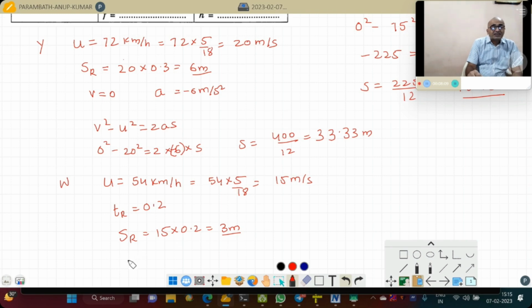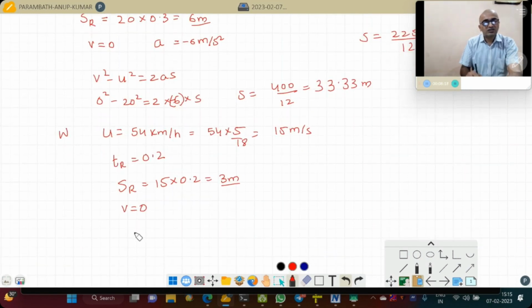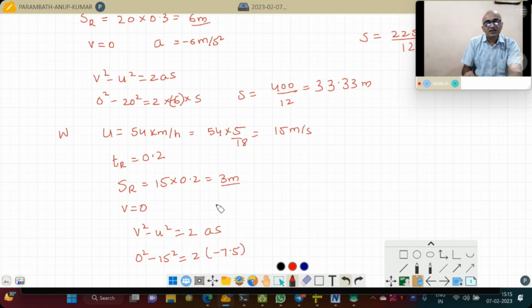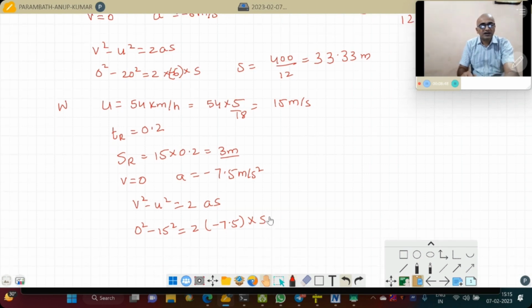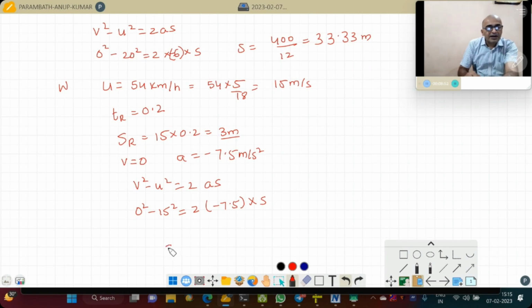Now we have to find out the braking distance. For braking distance, I know that final velocity is 0, and I will apply v square minus u square is equal to 2as. 0 square minus 15 square is equal to 2 into the deceleration of the car B, which is minus 7.5 meter per second square, into s. So, students, s is equal to 15 into 15 divided by 2 into 7.5. Negative sign got cancelled from both sides. 7.5 into 2 is 15, and this 15 cancels, therefore this distance is 15 meters. This is the braking distance.